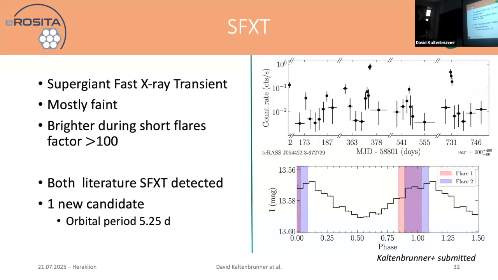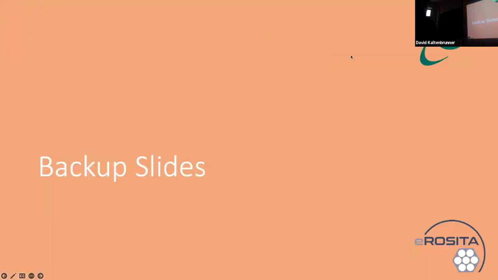Right, and then the second very interesting type of objects are so-called supergiant fast X-ray transients. Those are supergiant systems where one sees very short flares, on the order of hundreds of seconds, maybe thousands of seconds, where one has those short, bright bursts, like here.